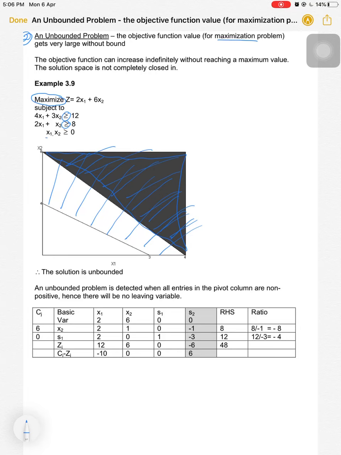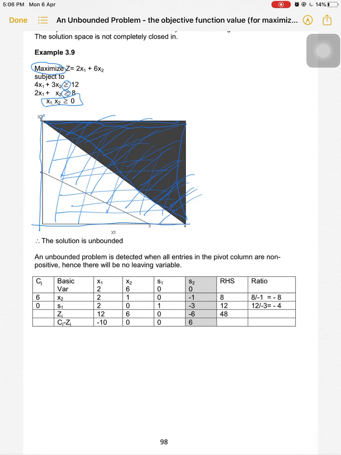So for non-negativity constraint means the region must be positive area. So x1 larger than 0 here. So the solution area, then x2 larger than 0. So here is x2 larger than 0. So the solution area is here. That means the feasible solution, the overlapping area of all constraints, is the black color.